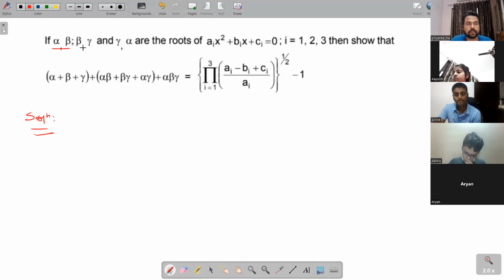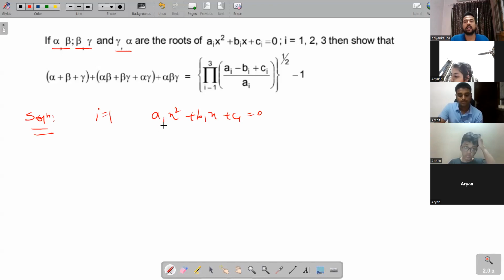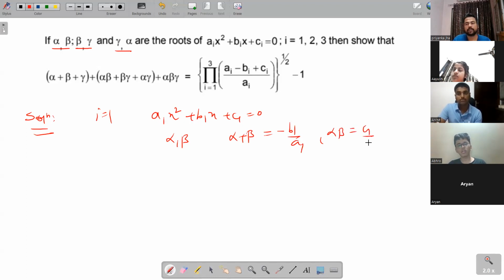Alpha, beta, beta, gamma, and gamma alpha are the roots of this. See, if you put i equal to 1, this quadratic equation will be like a1 x squared plus b1 x plus c1 equal to 0. If you put i equal to 2 or 3, it will be like a2, b2, c2, a3, b3, c3. So alpha and beta are the roots of this. So sum of the roots would be minus b by a, and product of the roots would be c1 by a1.